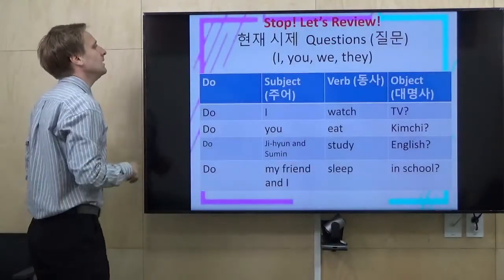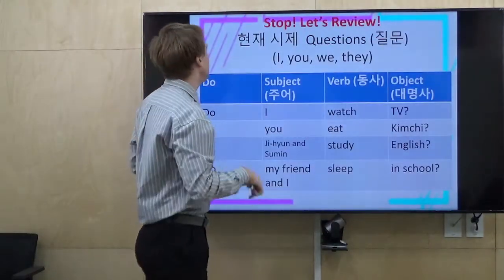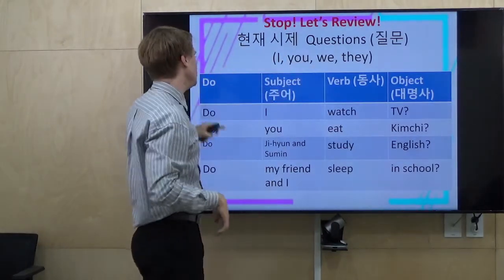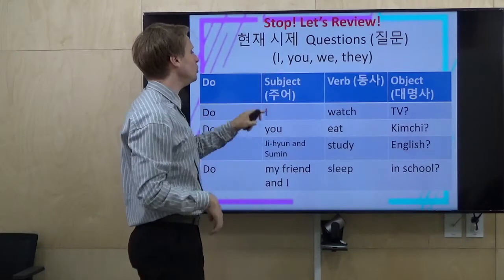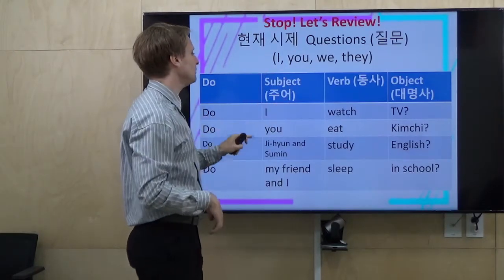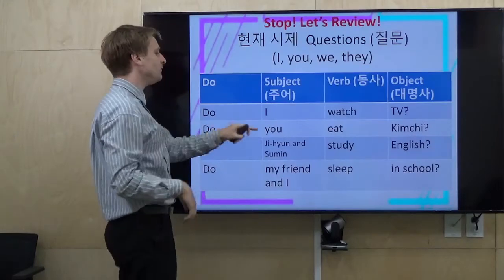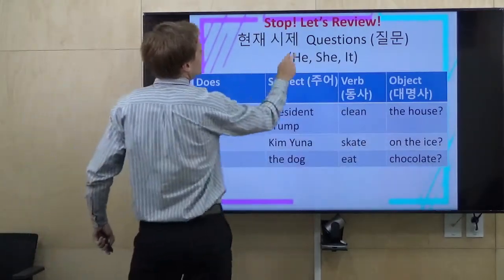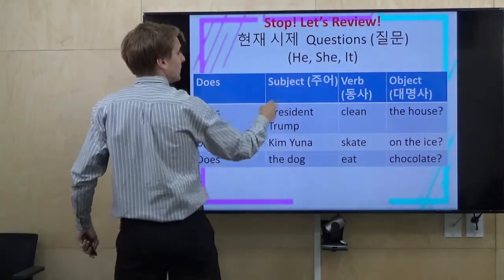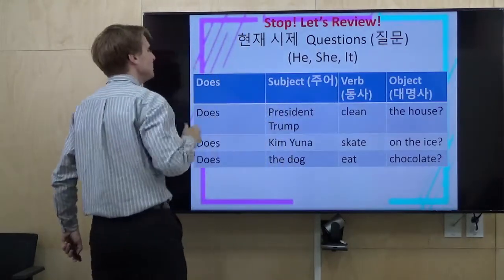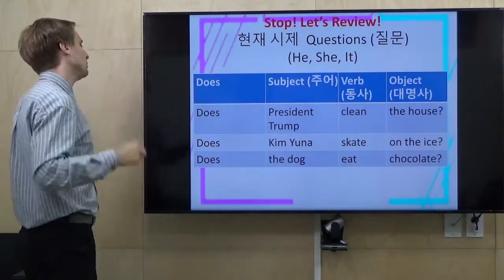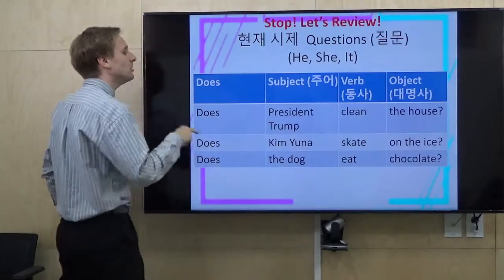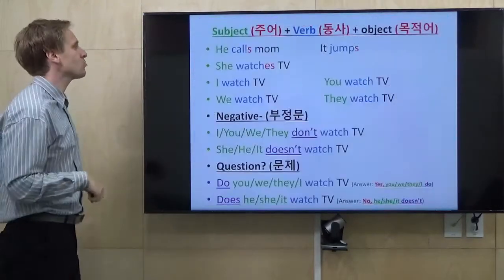Here are those rules again. Making questions for I, you, we, and they. Do, subject, verb, object. Do I watch TV? Do you eat kimchi? Do Jihyun and Sumin study English? Do my friend and I sleep in school? And for he, she, and it, does, subject, verb, object. Does President Trump clean the house? Does Kim Yuna skate on the ice? Does the dog eat chocolate?